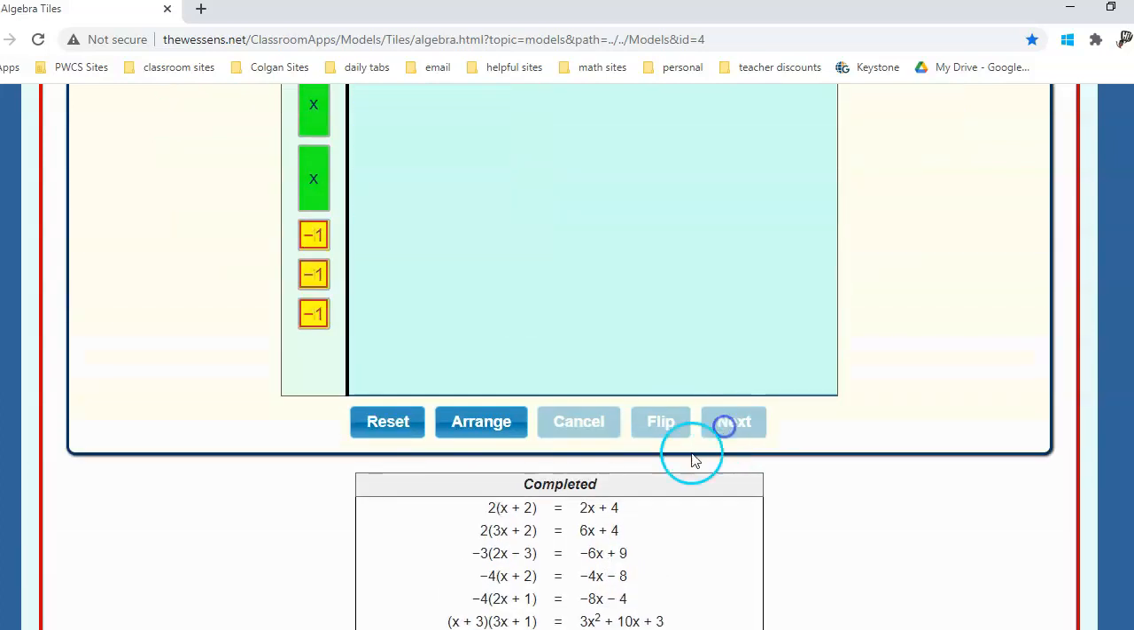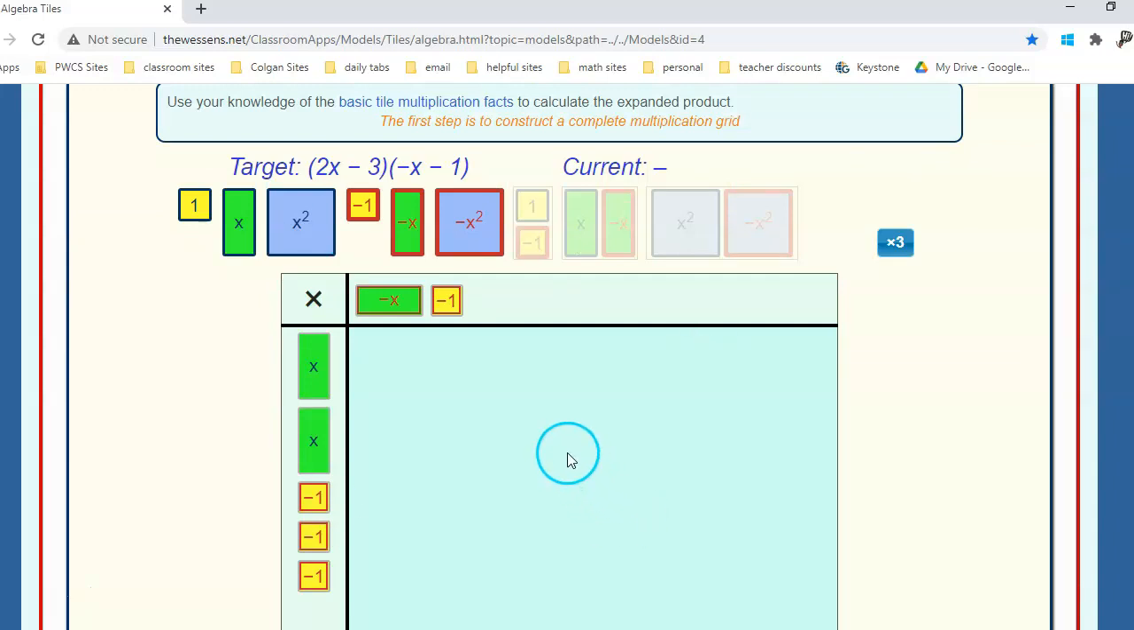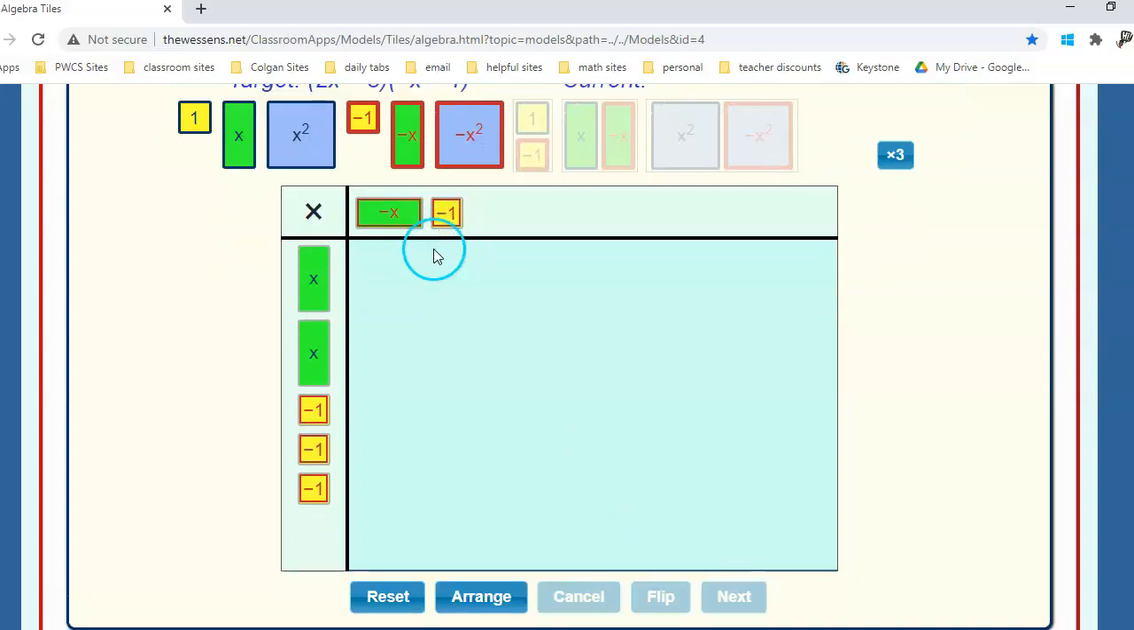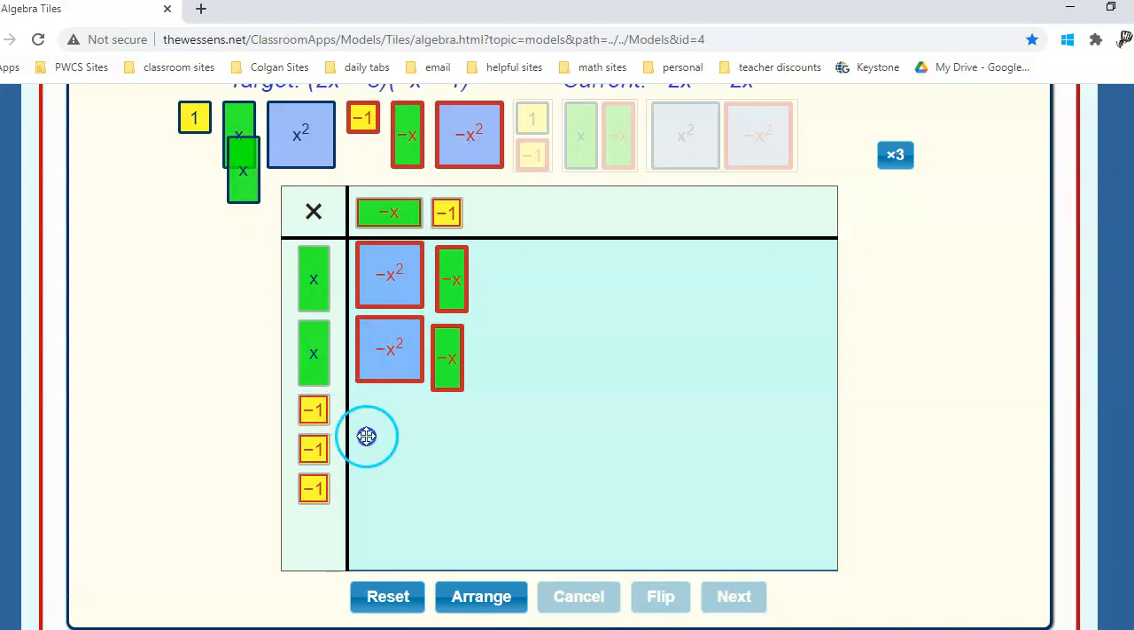We're going to do one more and then be done using the algebra tiles. So now we have 2x minus 3 and negative x minus 1. So x minus negative x, that should be negative x squared and another. X times negative 1 is negative x. Negative x times negative 1, so we have 2 negatives there, so that's going to be a positive x. And then negative 1 times negative 1, again we have 2 negatives, so that's going to be a positive 1.